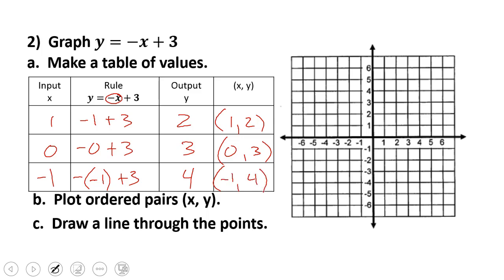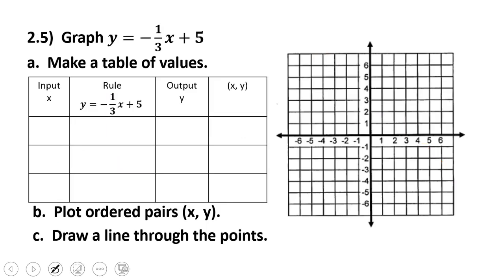We come over to our graph and plot these ordered x, y pairs. We have 1, 2, go over up 2. We have 0, 3, and then we have negative 1 and 4. And of course, our line goes all the way through the graph. We put arrows on each end. We draw it nice and straight, and voila, we have graphed that linear equation. And every point on that line is a solution.